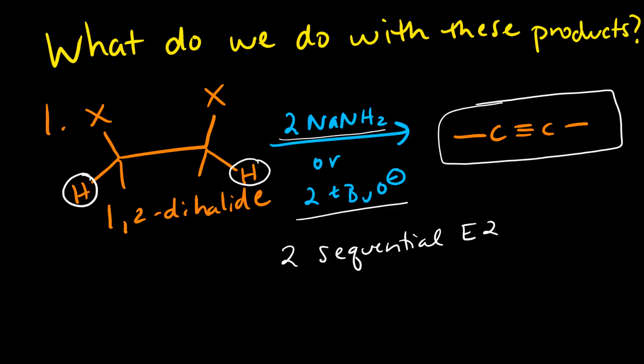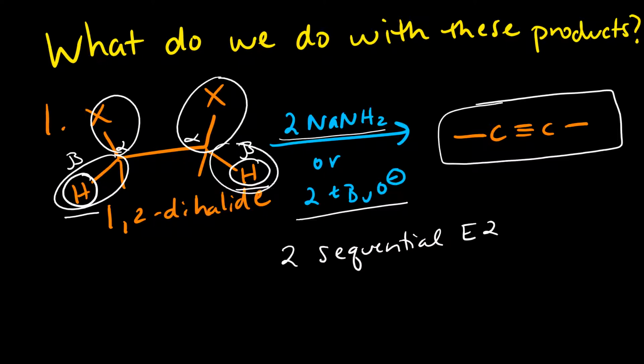So you start with the 1,2-dihalide, as long as there are protons here, because you need 2 beta protons. So you have 2 alpha carbons, and you're going to do elimination of these 2 followed by elimination of these 2. And that's going to give you an alkyne.